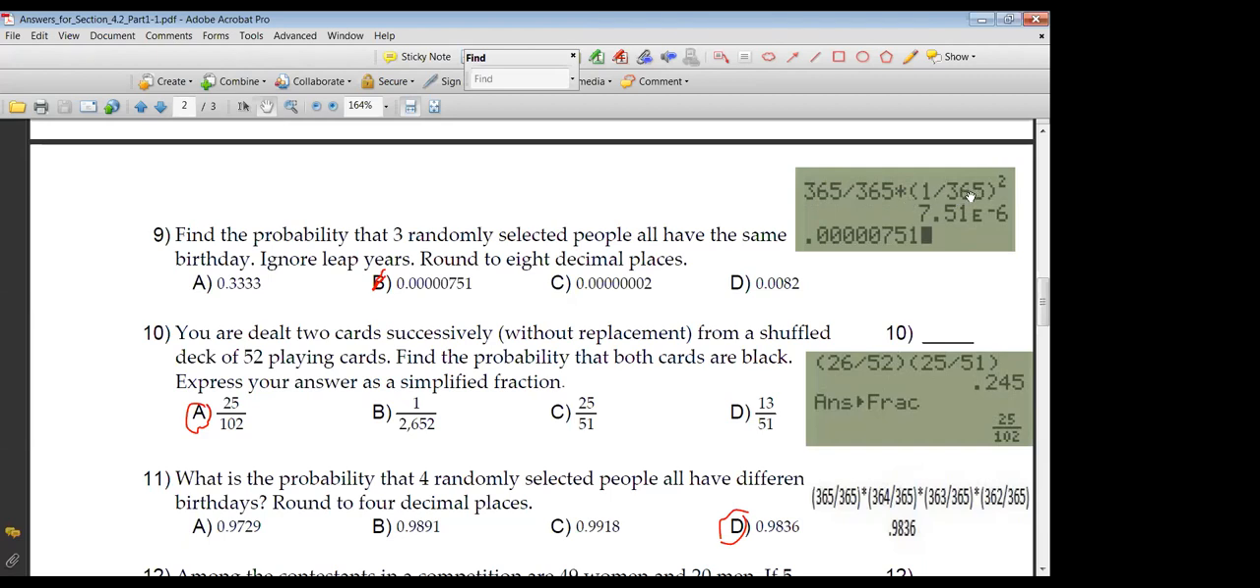Well, 1 over 365 times itself twice is 1 over 365 squared. This is nothing more than the number one. One times this comes out to be this on your calculator. Now, when you see an E with a minus six, that means it's like saying 10 to the minus six, which tells me to move this decimal point here between the seven and the five, six places to the left. Well, one place puts it in front of the seven, then I would have to add five more zeros. That's what minus six means.